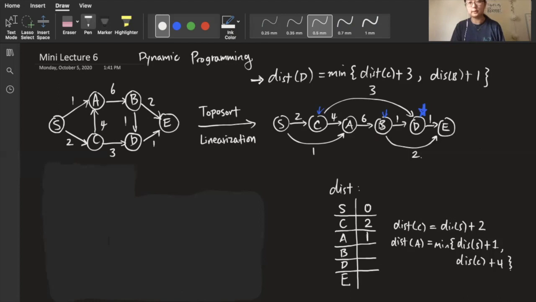For B, the only choice I have is to get to A first, so I just take the distance to A and add 6. As for D, I can either get to B and add 1, in which case it's 8, or I can get to C and add 3, which is 5. I take the smaller one, so I get 5. And as for E, I can either get to B and add 2, or get to D and add 1. So we can say 6.